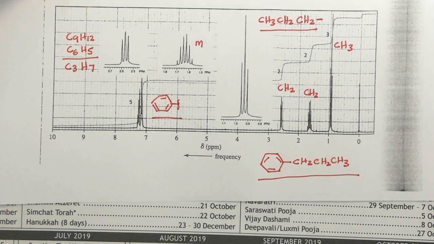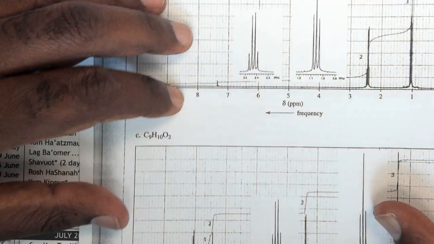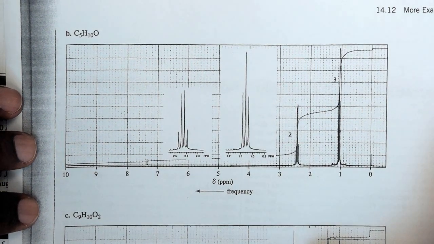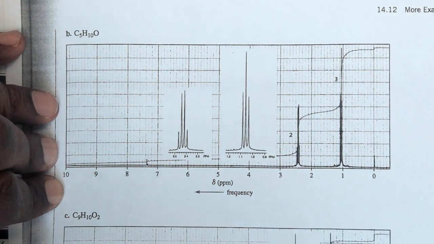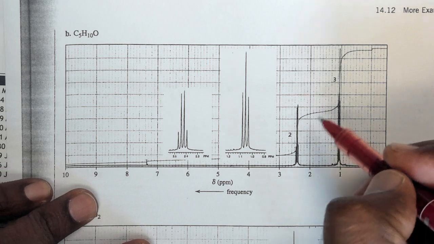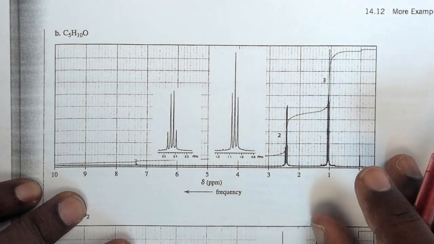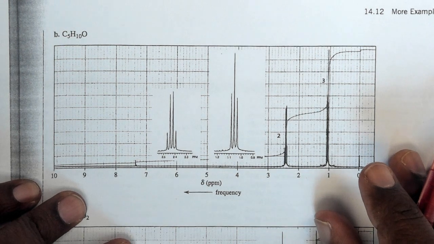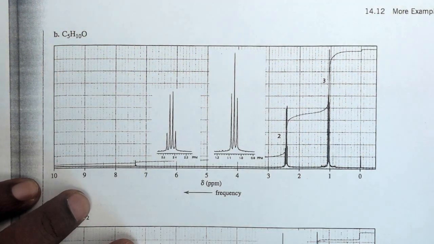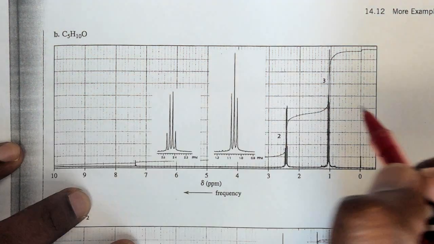My next example that I have might seem slightly confusing, because if I look at the integration, there's just 5 protons in this spectrum, and if I look at this molecular formula, it has 10 protons. I'll come back to that in a second.